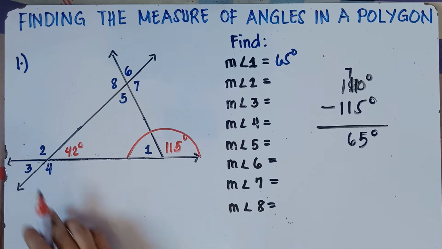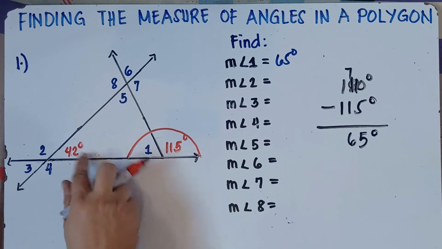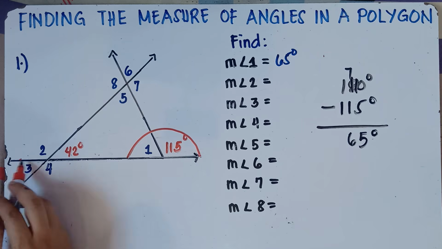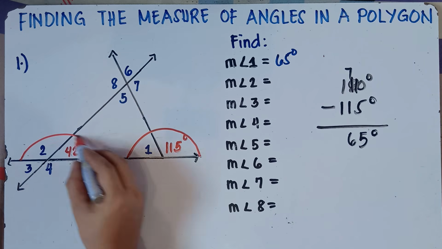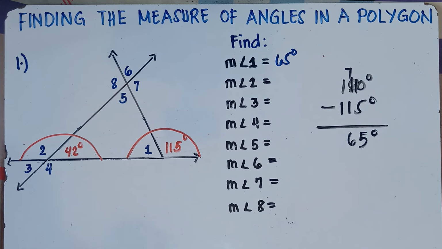Now, how about angle 2? Can we find the measure of angle 2? Do we see a straight angle? Yup, we can. Angle 2 plus 42 degrees should be equal to 180 degrees, because this is a straight line, we can form a straight angle, and a straight angle is always 180 degrees.